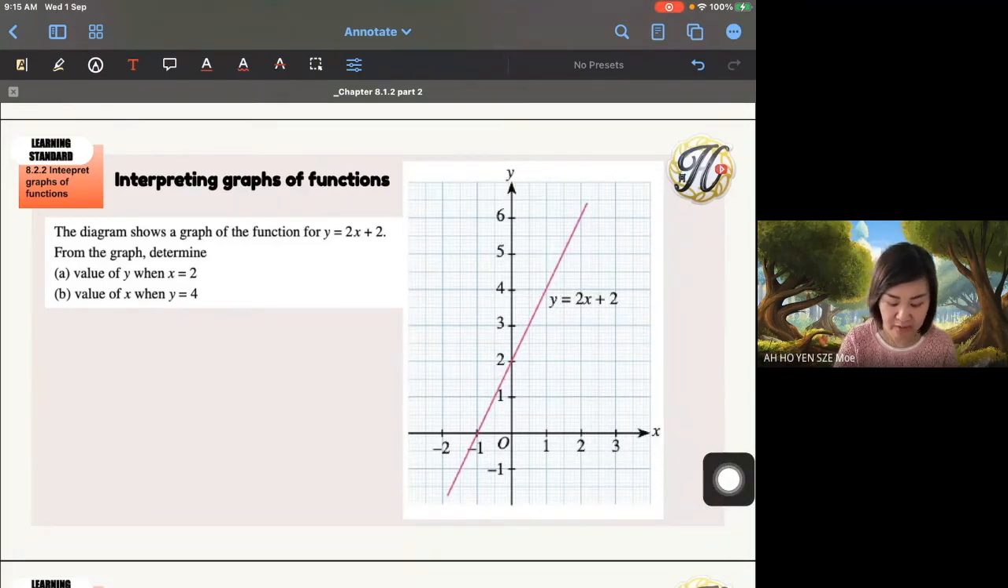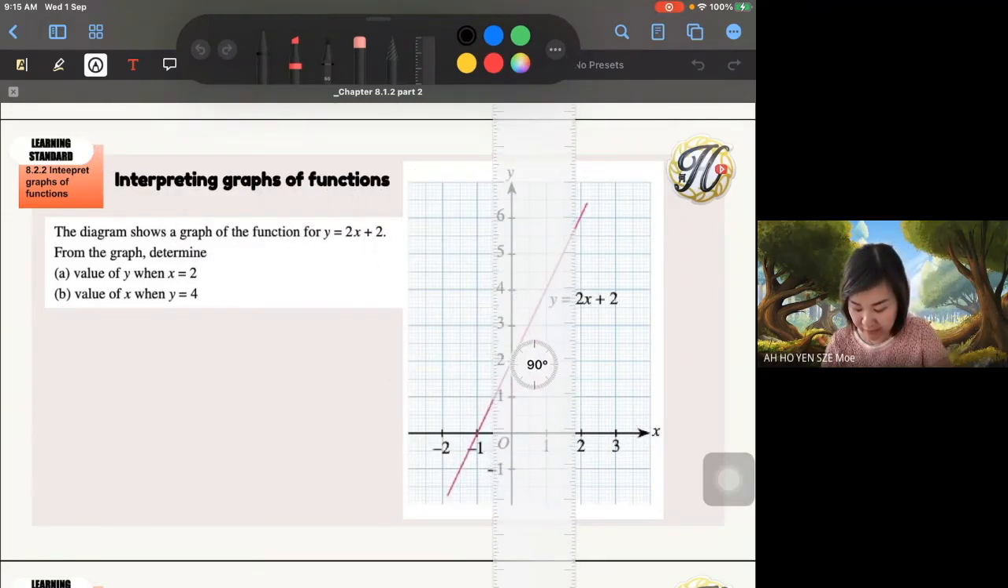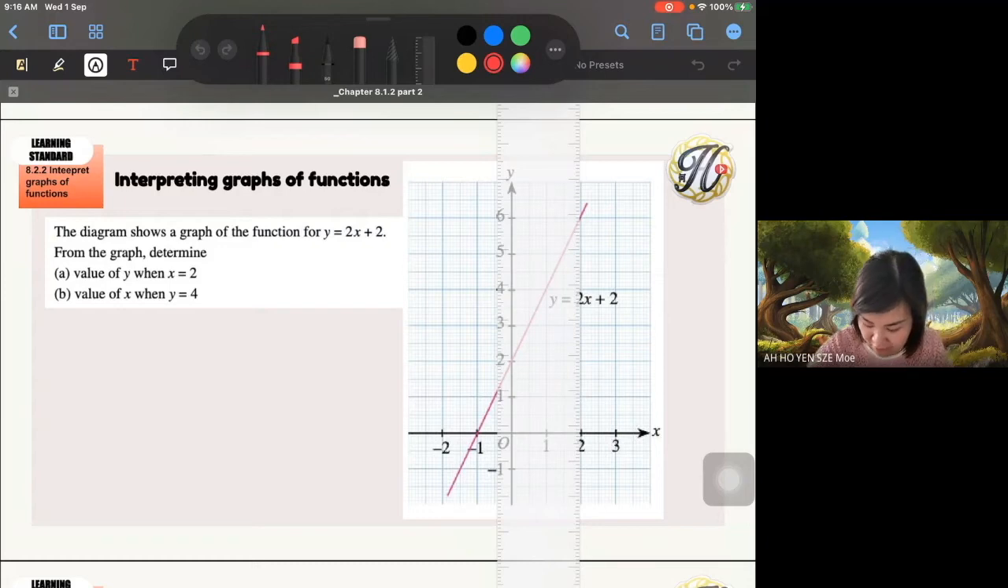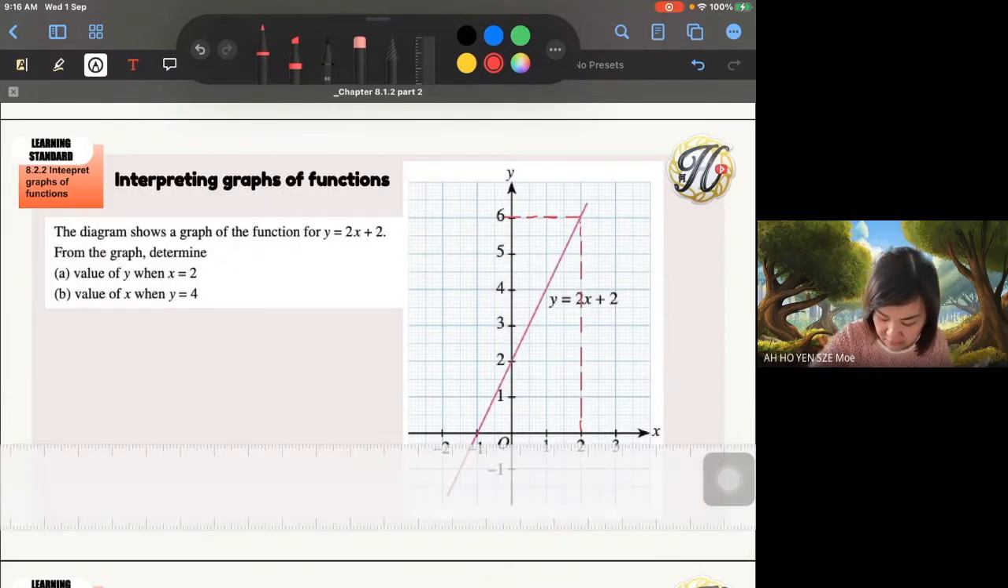So what you need to do is use your ruler. Draw the dotted line here. You want to find the value of y, so you have to put it here. This is 2, right? You can use a dash line, easy for you. Continue until you reach or intersect the line. Then after that, you read your value of y. So what is your y? You can see when my x is 2, my y is equal to 6. So this is how you determine or interpret graph of functions.